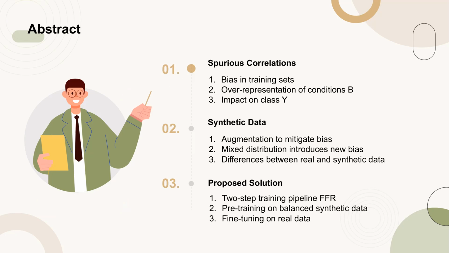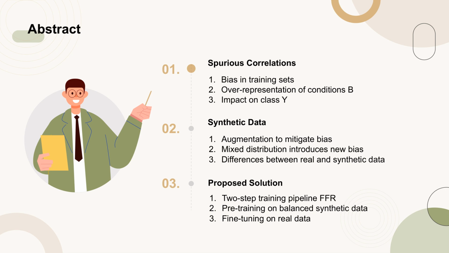The abstract highlights a significant issue in visual recognition models, where they tend to learn spurious correlations due to biased training sets. Specifically, certain conditions, such as indoors, are overrepresented in specific classes, like big dogs. Synthetic data offers a potential solution by augmenting underrepresented subgroups in the real dataset. However, mixing real and synthetic data introduces new biases due to distributional differences. Prior approaches have not effectively addressed this, leading models to learn biases based on whether data is real or synthetic.